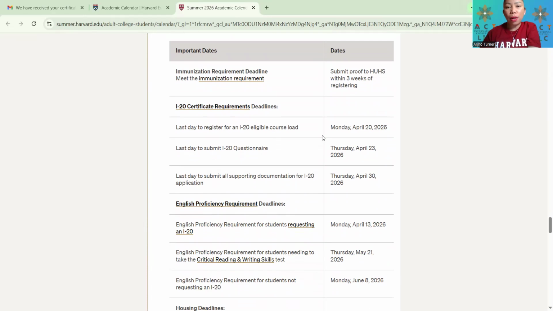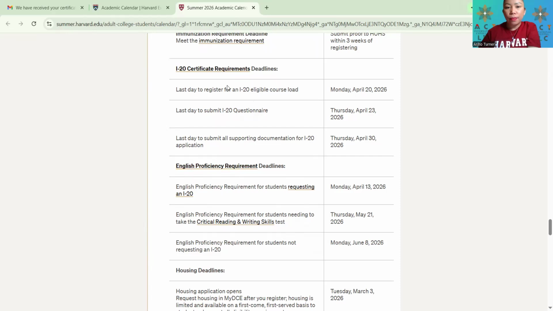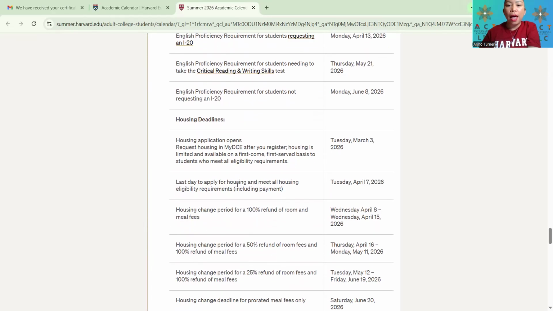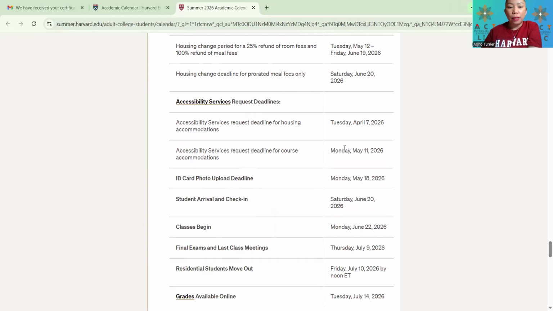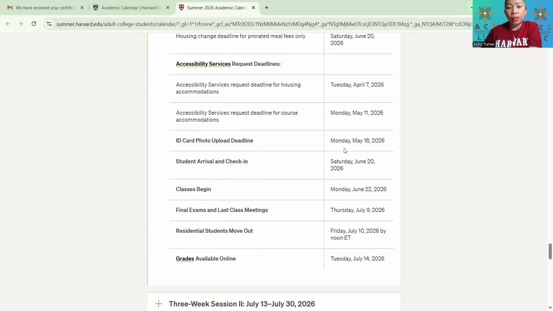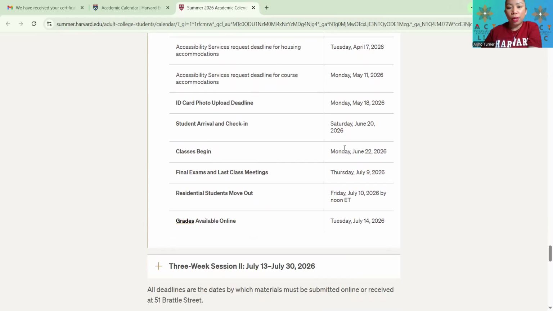And of course, if you need an on-campus presence, you need to present and comply with the immunization requirements. And this is for international students, especially the I-20 certificate and English proficiency. Housing deadline, I'm very excited with this one because I really want to stay on campus for my 3-week intensive course required for my program. And I hope to meet these specific deadlines as well. So pretty much a very similar pattern as with all of the other programs, 7 weeks, 4 weeks, 3 weeks.